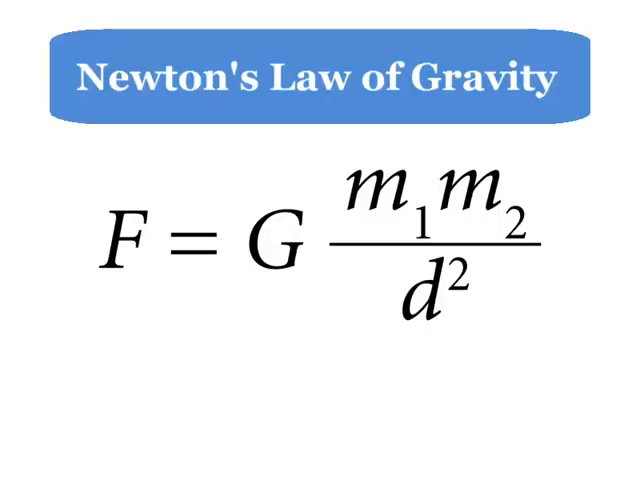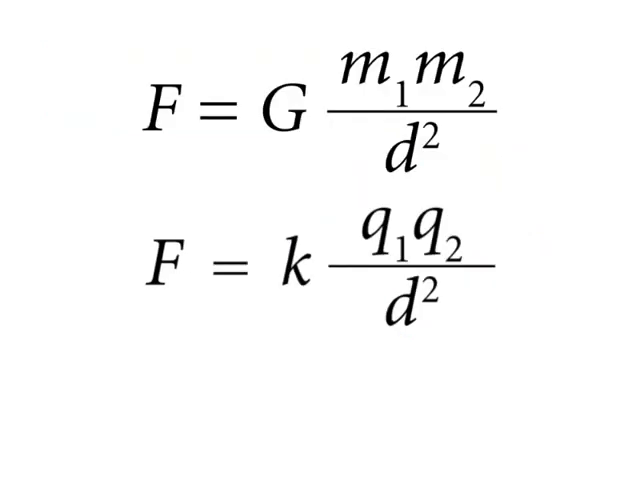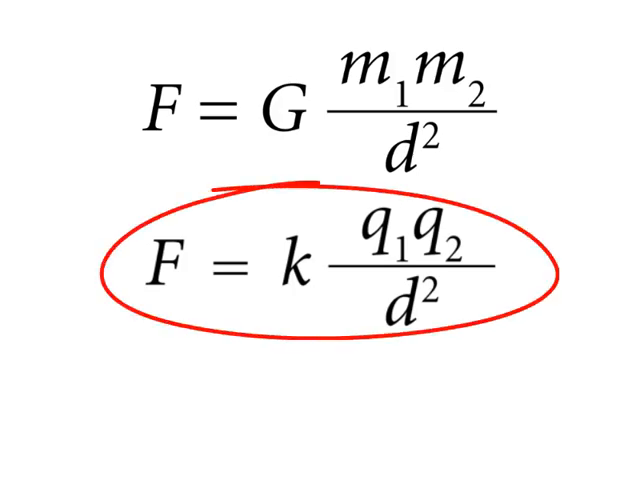Remember from Newton's law of gravitation that the gravitational force between two objects of mass m1 and mass m2 is proportional to the product of the masses and inversely proportional to the square of the distance d between them. The electrical force between any two objects follows a similar inverse square relationship with distance.